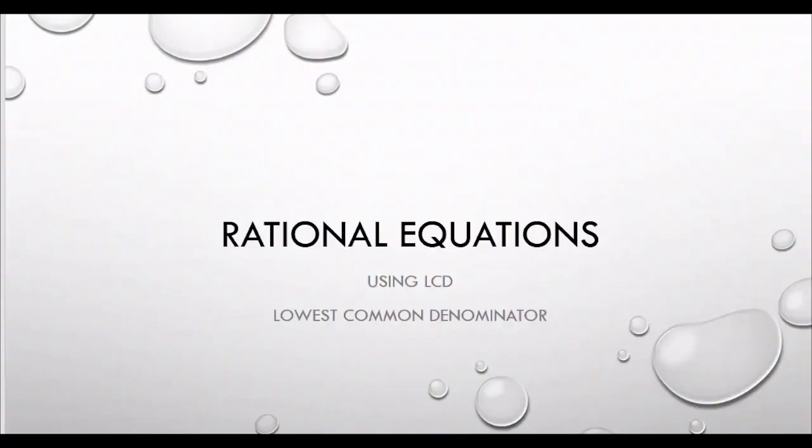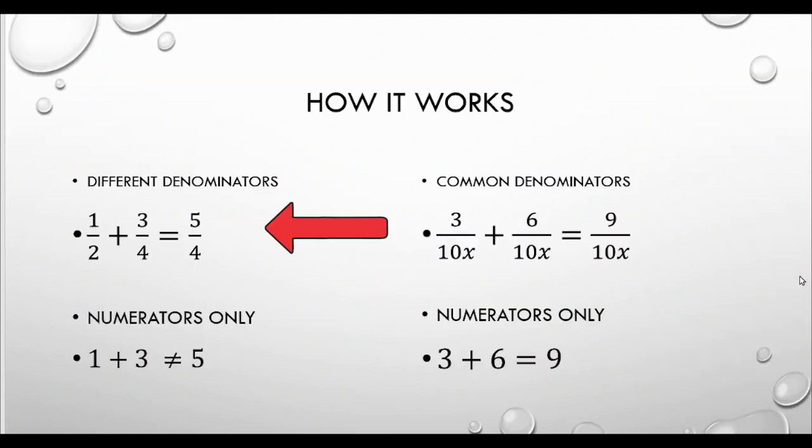So to do rational equations, we basically are dealing with fractions and we need to get common denominators. We need to look at the lowest common denominator. So how it works, we have different denominators on the left side. And if we have 1/2 plus 3/4 equals 5/4.